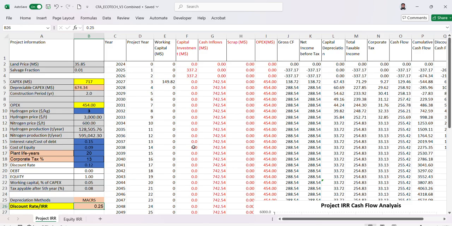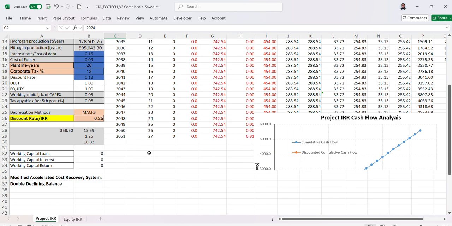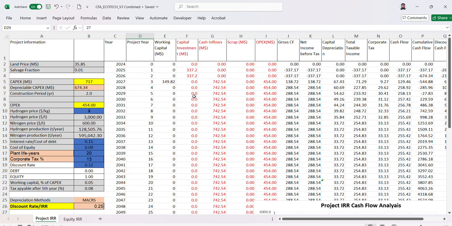Okay, let us start from the year. Firstly you have to put the year you want to do the analysis for. It starts at 2024 and goes to 2051, which is 27 years, as you can see. And then the working capital. For the first 2 years, we assume the construction period. We have mentioned it somewhere here. Construction period is 2 years.